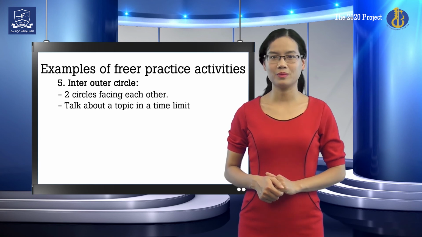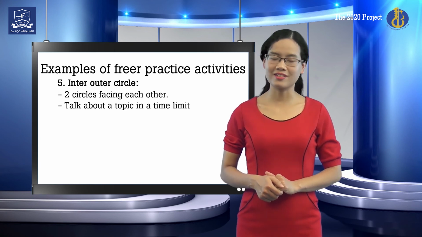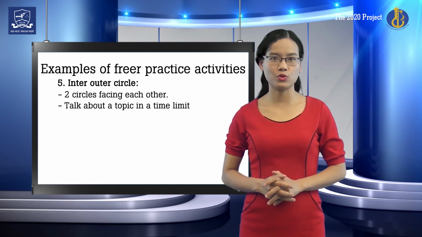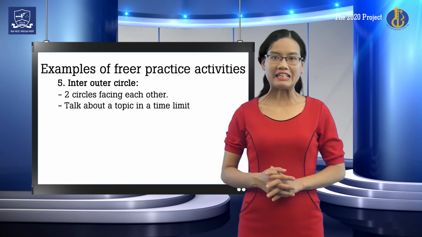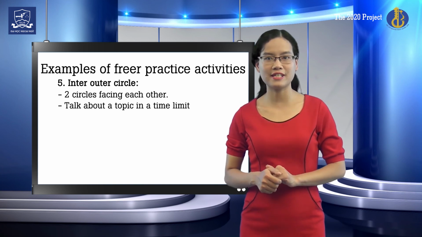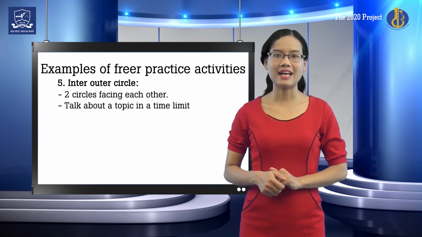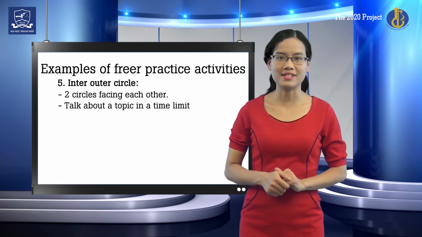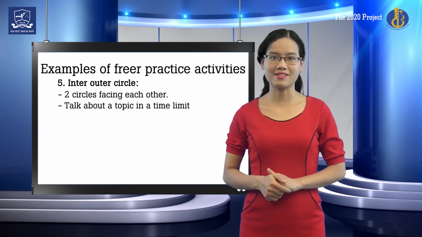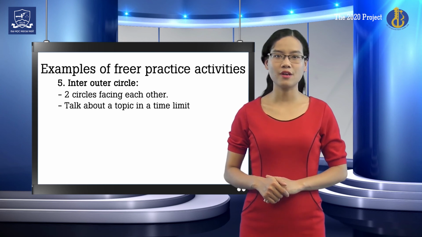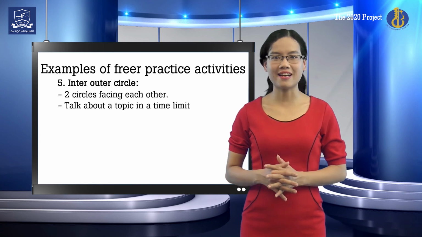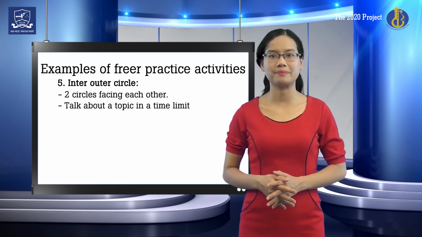Activity number 5. Inner-outer circle. In this activity, students get placed into two circles. An inner circle, where the students are facing outward, and an outer circle where the students are facing inward, so that the students in both circles are facing each other. From there, you call out a topic or a question to discuss for a set time.